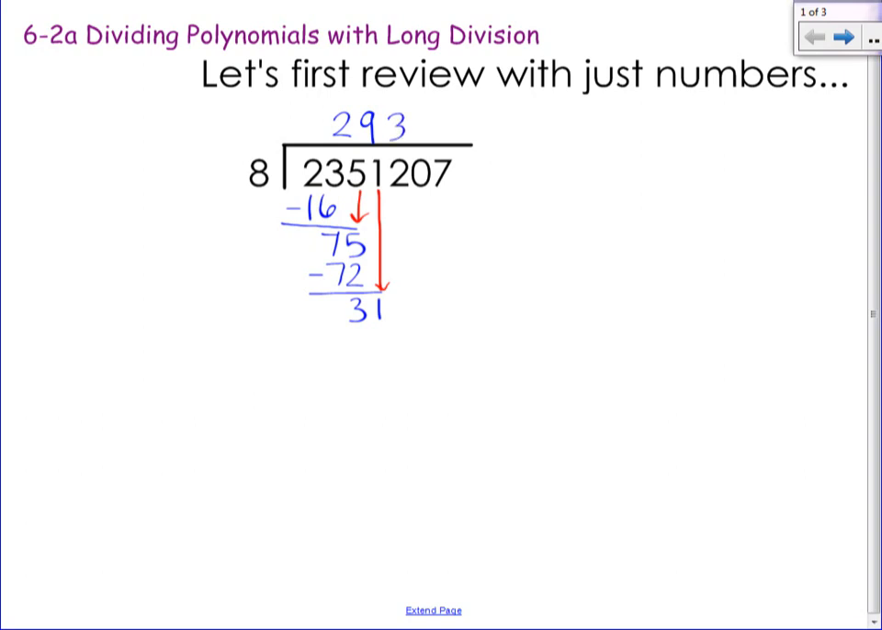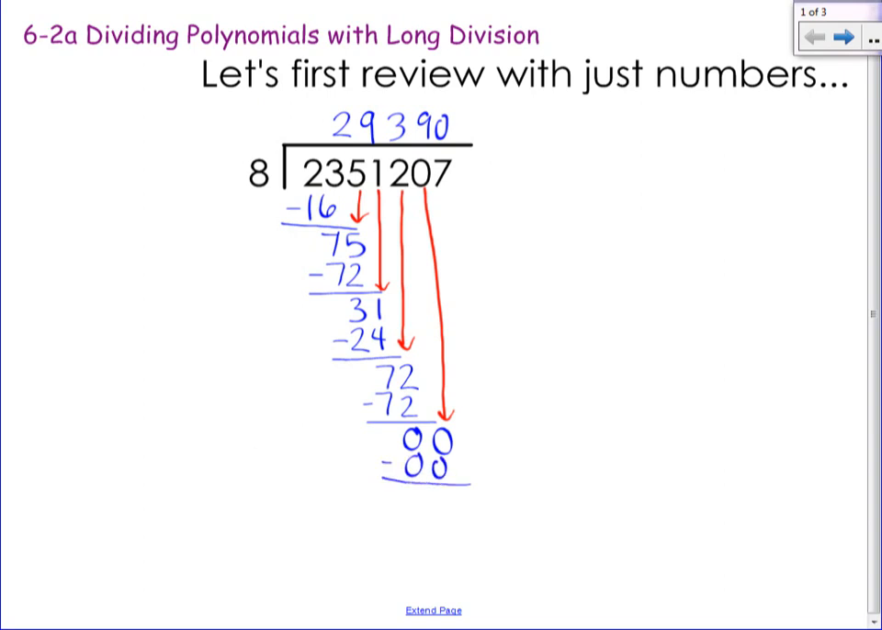Okay, so we take 8 times 3. When we subtract, we get 7. Drop down the next number. How many times does that go in there? 9. Exactly 9 times. So we get 72. We subtract, we get 0. We drop down our next number. We get 0. How many times does 8 go into 0? 0 times. Okay, we take 0 times 8. We get 0. We drop down our last number.